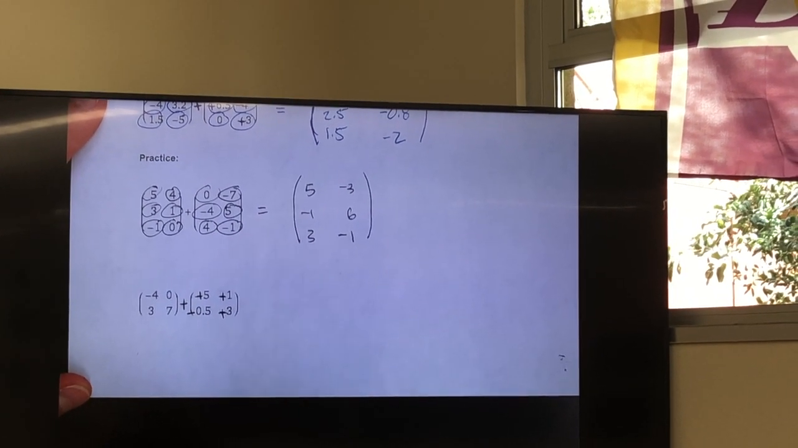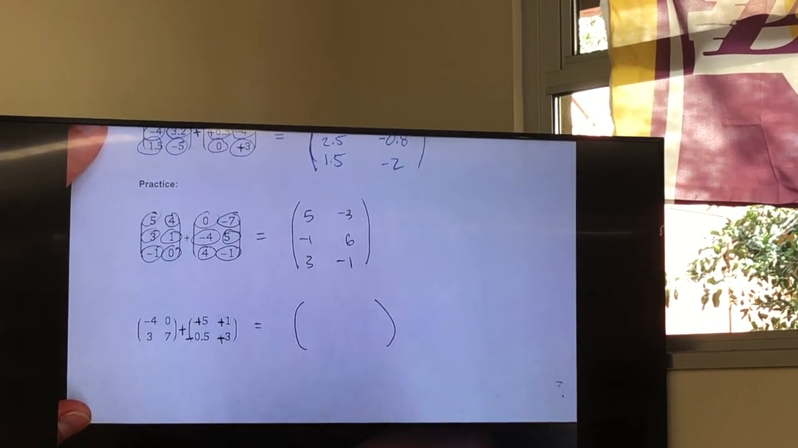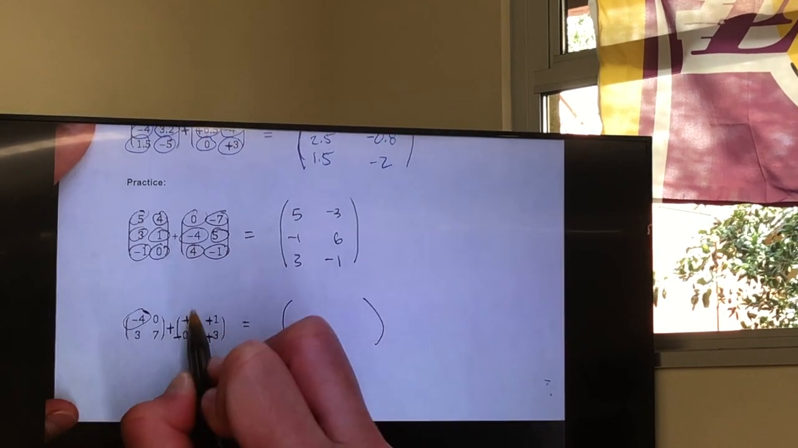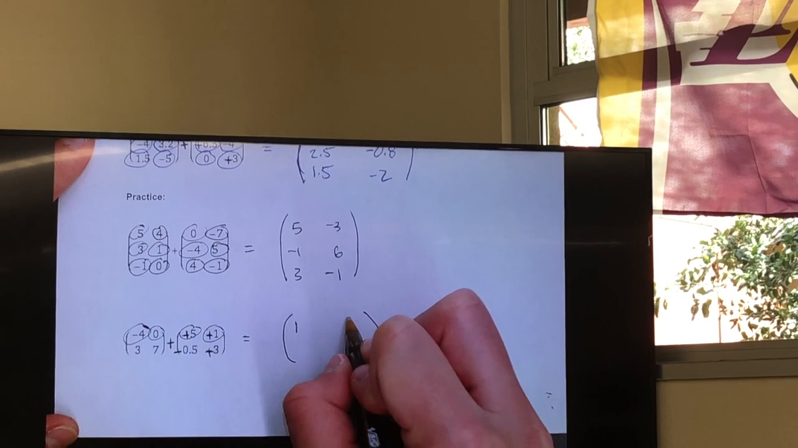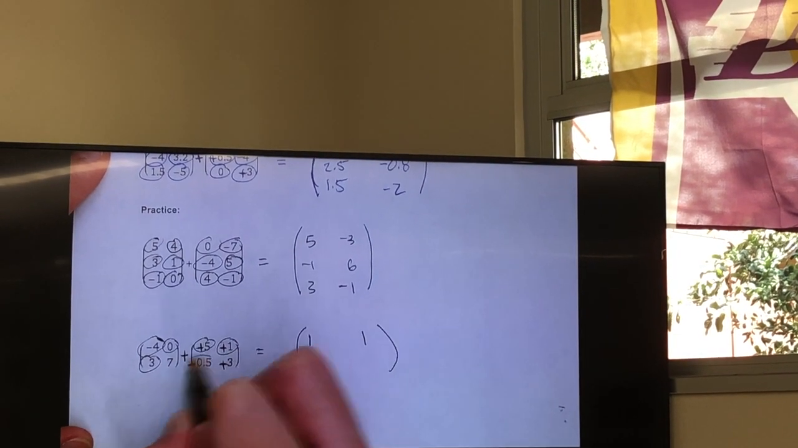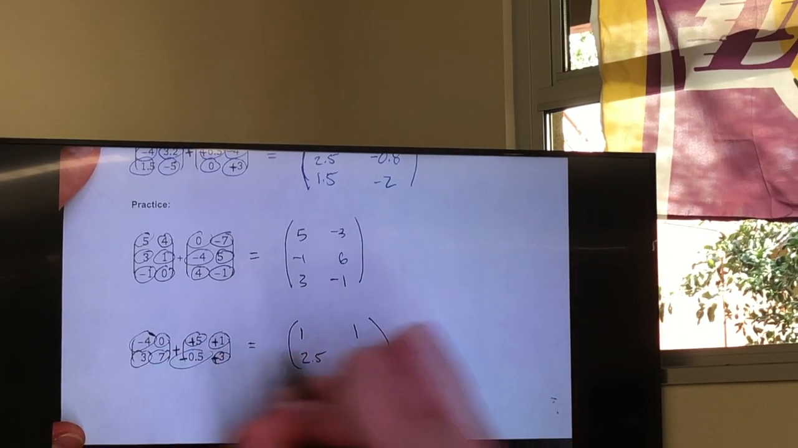Because now we just have to use our mental math to add these. So a 2 by 2 will end up being another 2 by 2. Negative 4 plus 5 in the top left, 0 plus 1 in the top right, 3 plus a negative 0.5 in the bottom left, and 7 plus 3 in the bottom right.